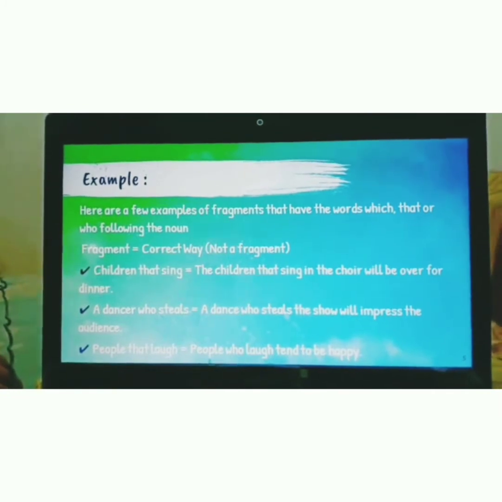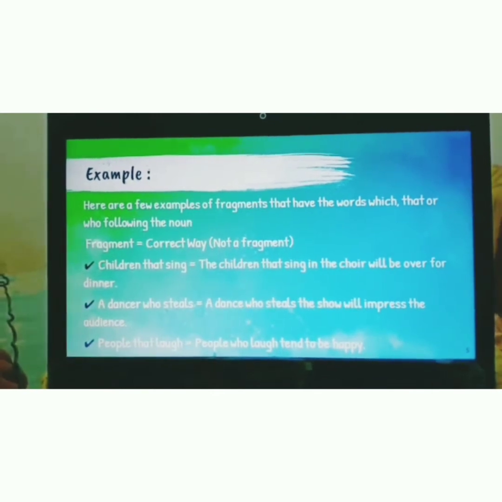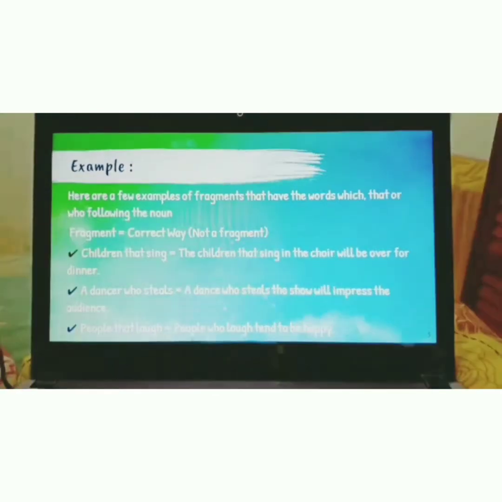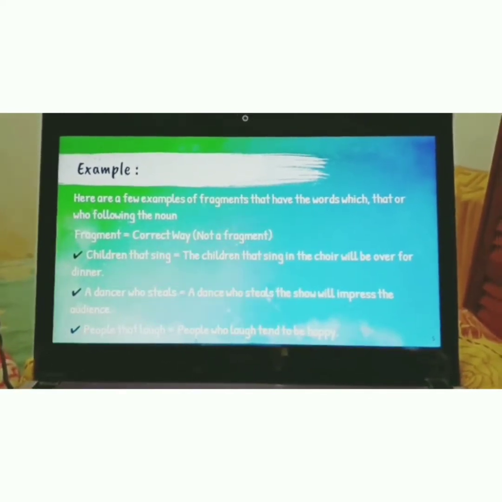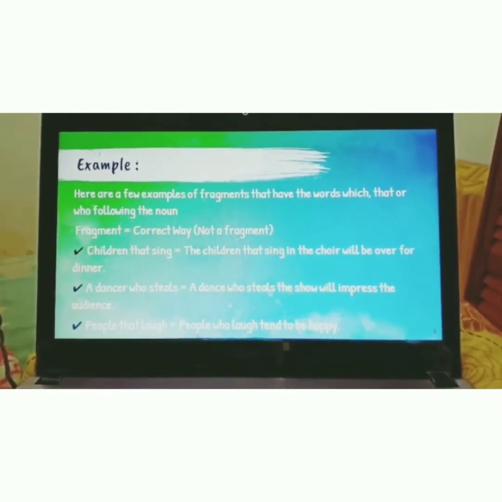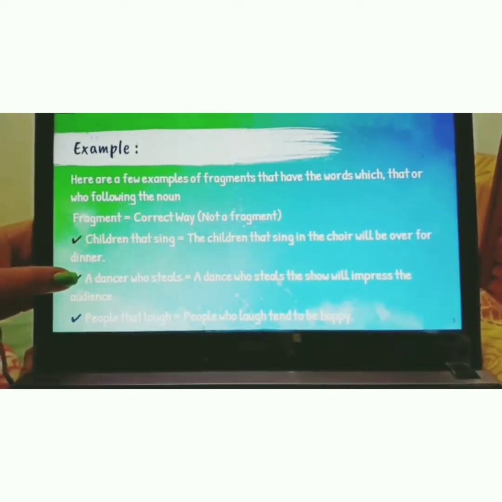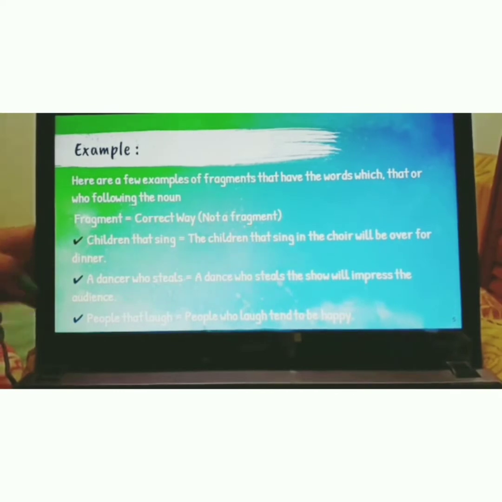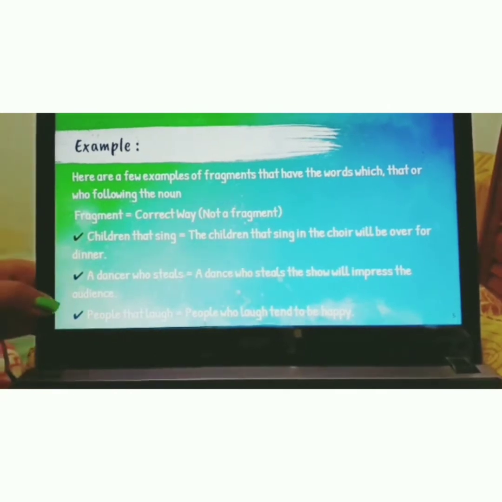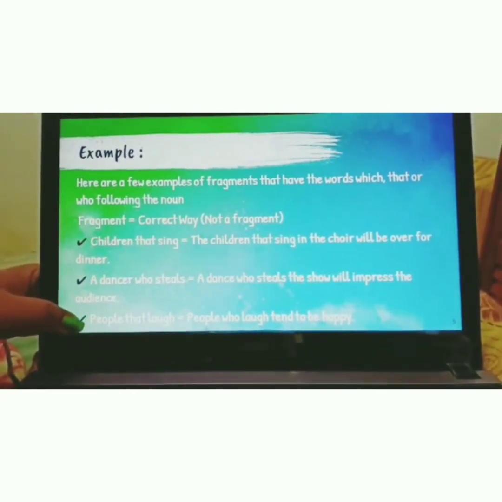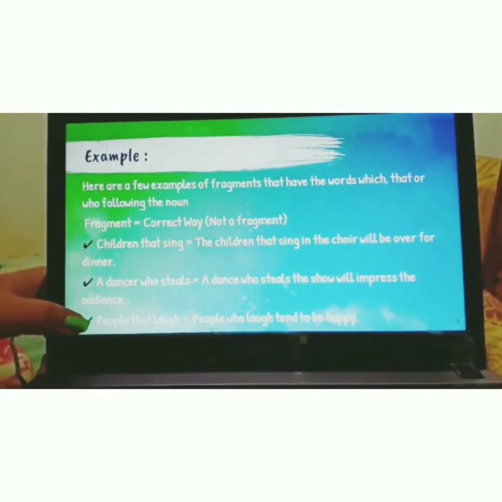And here are a few examples of fragments that have the word which, that, or who following the noun. The fragment is "children that sing." The correct way is "The children that sing in the choir will be over for dinner." The fragment is "a dancer who steals." The correct way is "A dancer who steals the show will impress the audience." The last one is "people that love." The correct way is "People who love tend to be happy."